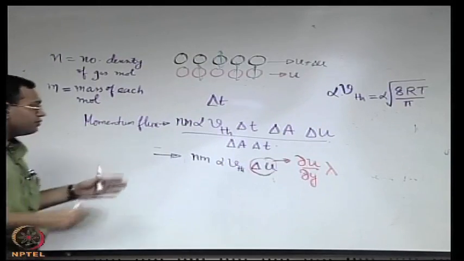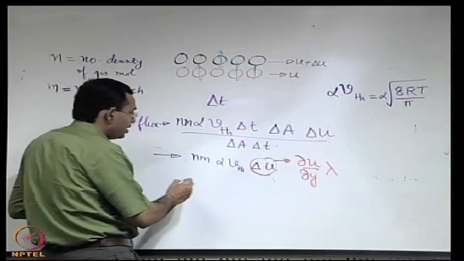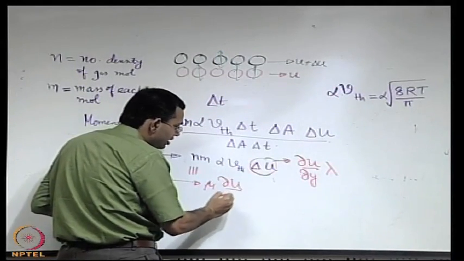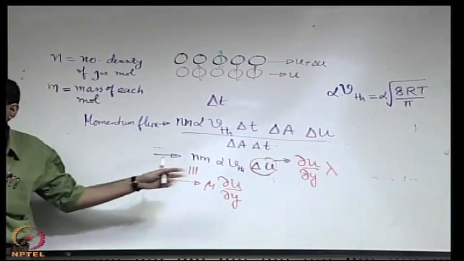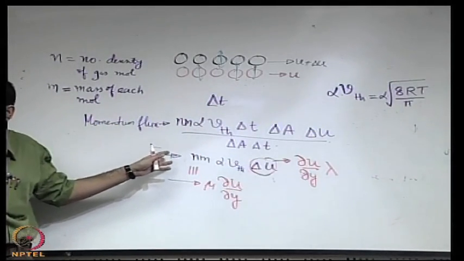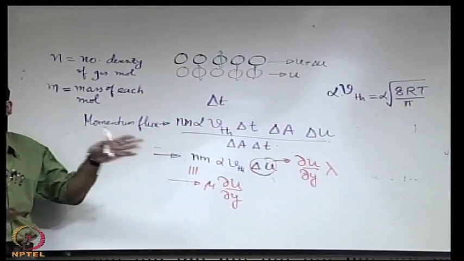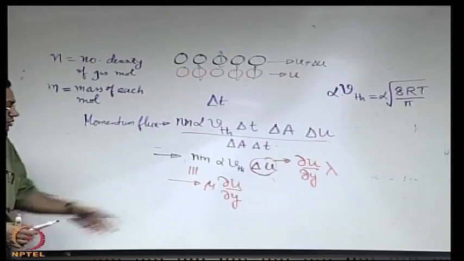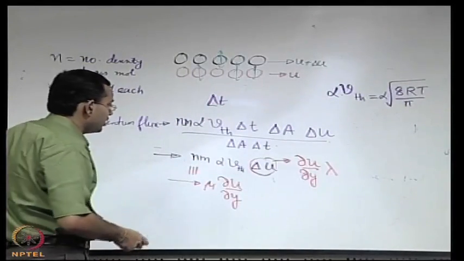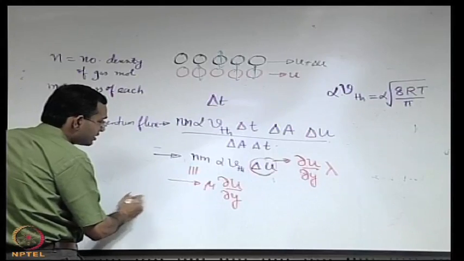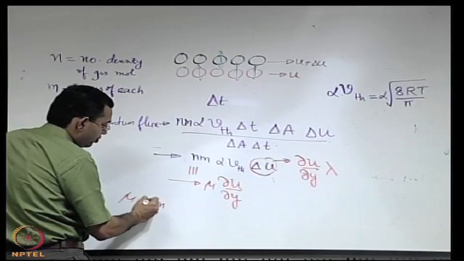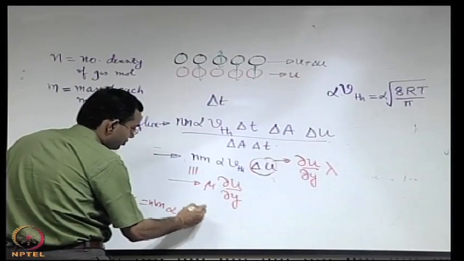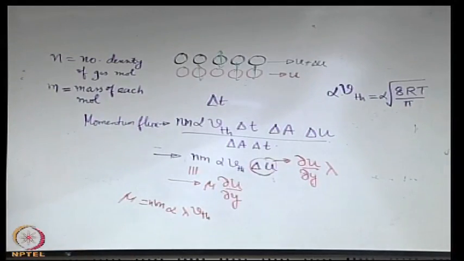So this, if it is a Newtonian fluid, this should also be expressible as equivalent to some mu into the velocity gradient along y by Newton's law of viscosity. So this is identically equal to shear stress. Shear stress is nothing but, like in this case, the molecular momentum flux. So if you equate these two, then what you get out of this, mu as n into m into alpha into lambda into the v thermal.